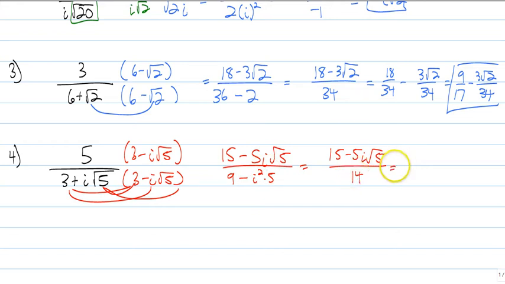Alright, and then to break it apart, so you have a real and imaginary part, we get 15/14 is our real rational part, and then we have minus 5i root 5 over 14 for our imaginary part with a radical. Alright, now, last two things we're going to talk about.